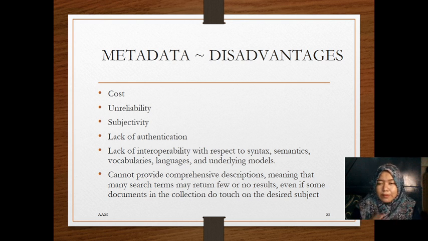So when we insert it into the system, then we search for that kind of information. It cannot directly go for the in-depth information or the in-depth materials that you want, because maybe it is not described in that particular item. So that is what we call a disadvantage of metadata itself.